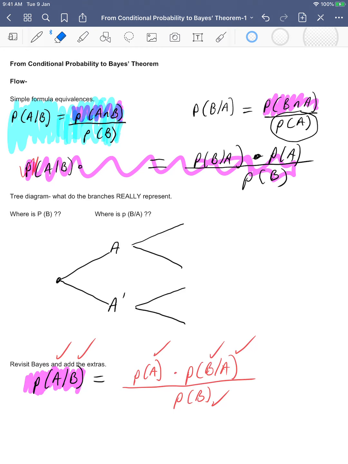So what's the truth and the half-truth for tree diagrams? Well, here's a tree diagram. I've got two events, A and B. My tree diagram is this. Event A happens, event A doesn't happen. Okay, so we do event A first, then B follows.